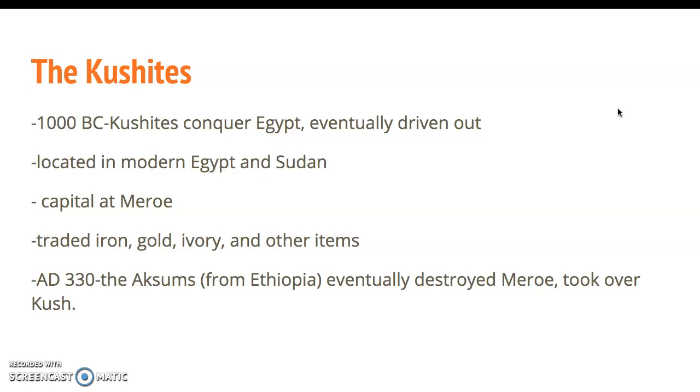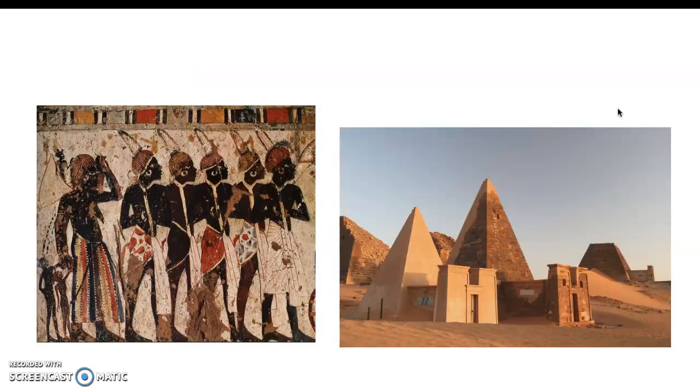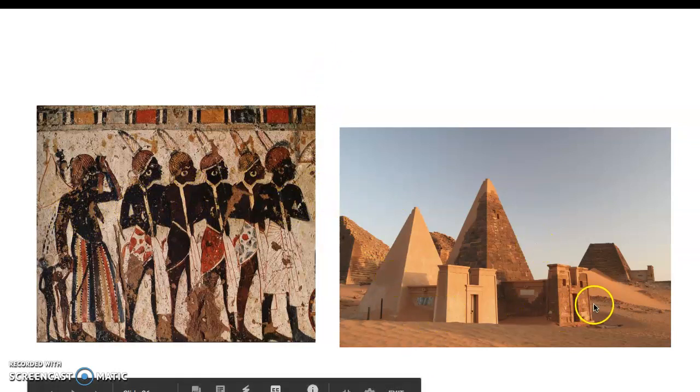They're going to control Egypt and borrow from their culture a lot, and you're going to see a lot of similarities. They had their capital in Meroe in modern-day Sudan. They're going to trade ivory, gold, iron, and other items, and they're going to be in power before being forced back and finally destroyed, like I said earlier, by the Aksumites in AD 330. Sometimes these are known as the Black Pharaohs or the African Pharaohs because they look like traditional Africans in that sense. And you can see their pyramids here, where their bodies are much smaller but it kind of follows the same design.